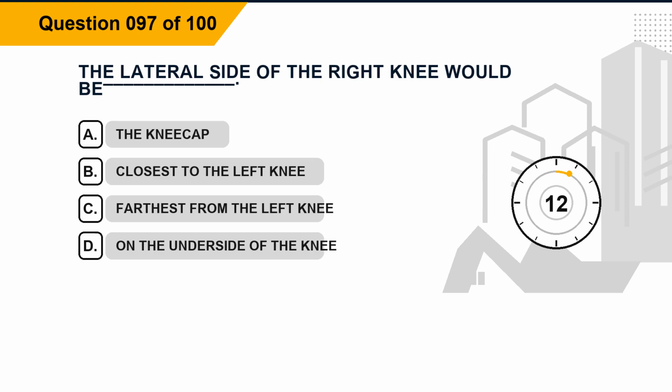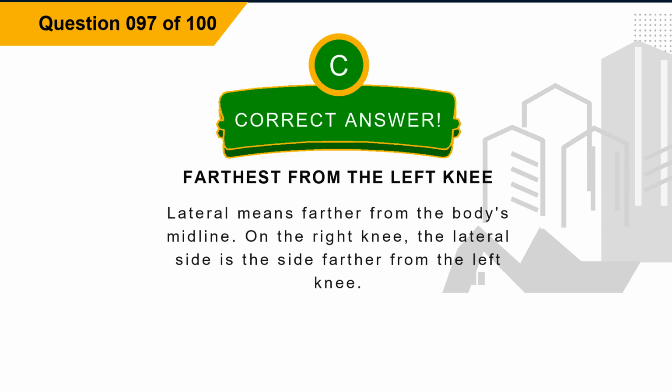Question 97. The lateral side of the right knee would be blank. Option A, the kneecap. Option B, closest to the left knee. Option C, farthest from the left knee. Option D, on the underside of the knee. The correct answer is option C, farthest from the left knee.